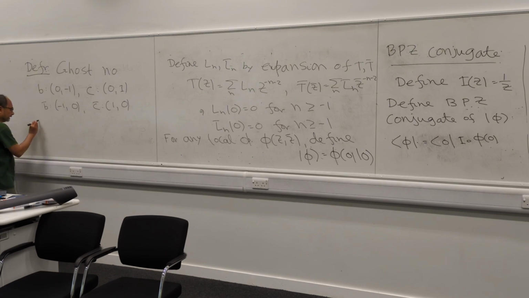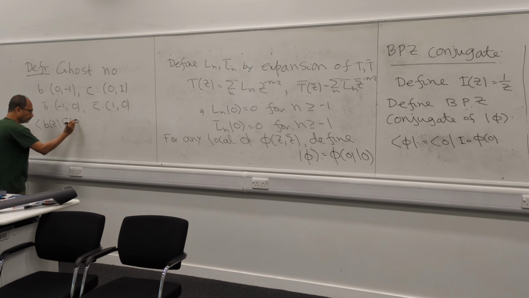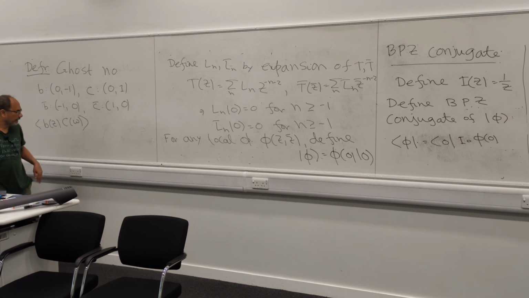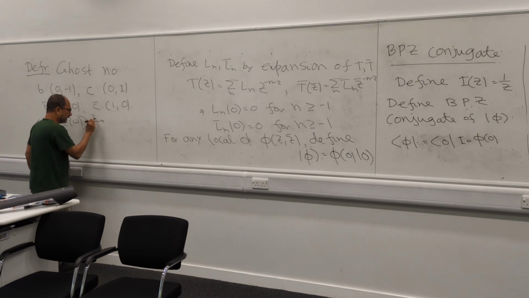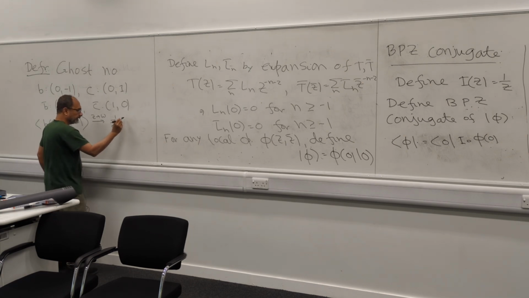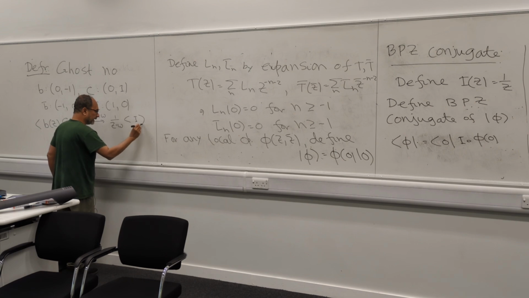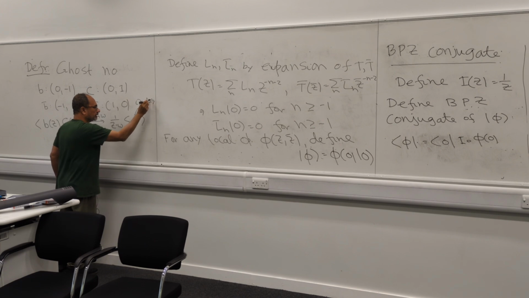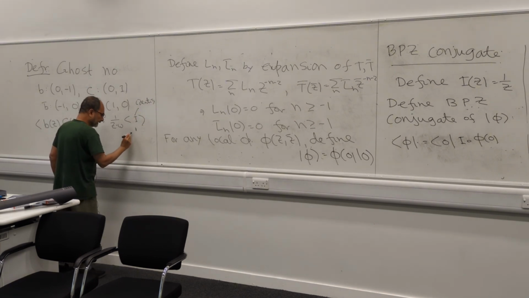Now let's consider this correlation function B of Z, C of W. So this has some particular features, which I will now list. First of all, as Z goes to W, it goes as 1 over Z minus W times the matrix element of the identity operator, which you can also write as basically the inner product of the vacuum with itself.